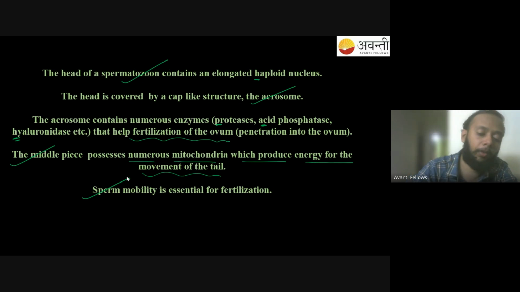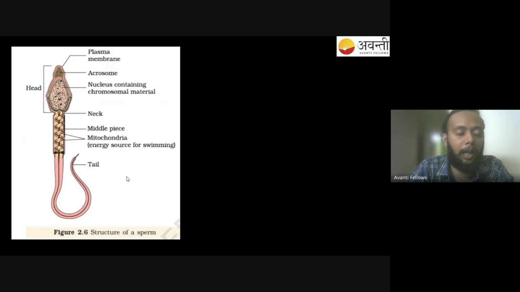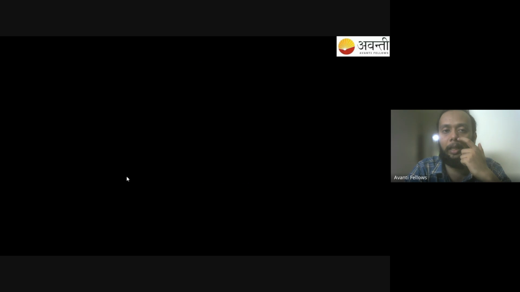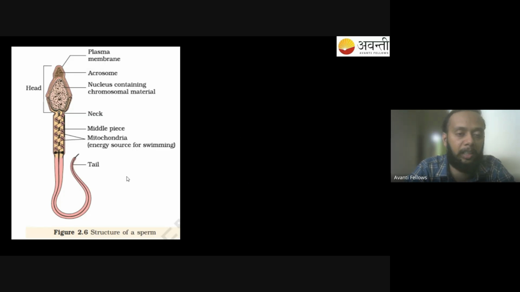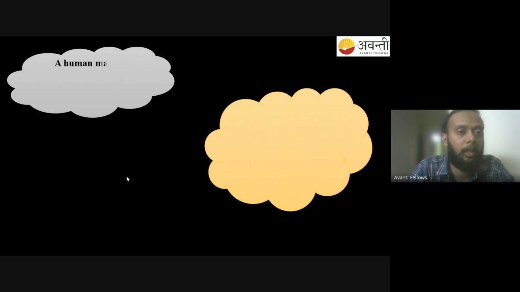So that much information should be very clear to all of you, right? That's what you'll find happening over here. You can have a look at the picture of the NCERT. You can very clearly see the picture of NCERT over here, right?